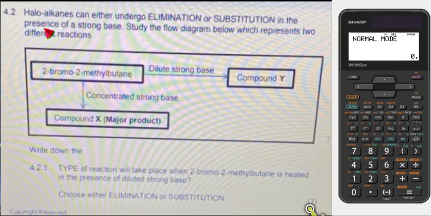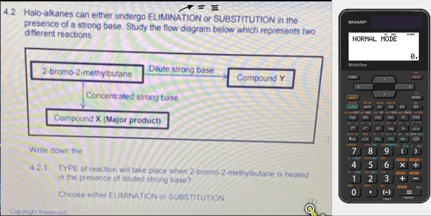Now it's telling me the haloalkane. I've got alkanes that have a halogen, maybe chlorine or bromine. They can either undergo elimination or substitution. Now remember, with elimination, you are removing something, something must go out, am I right? And you're forming double bonds or triple bonds.